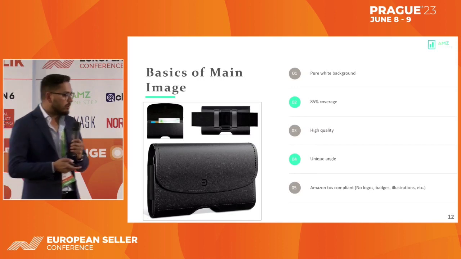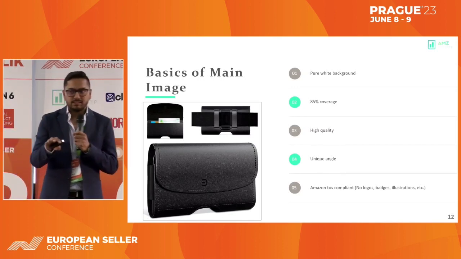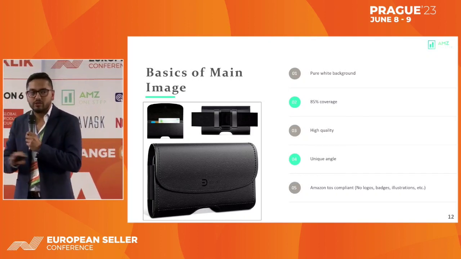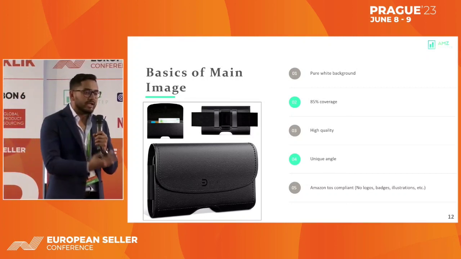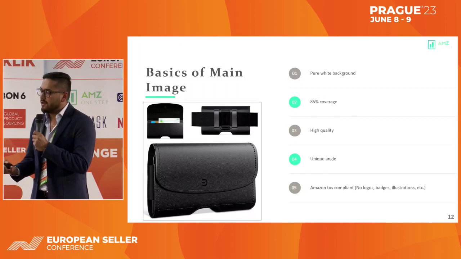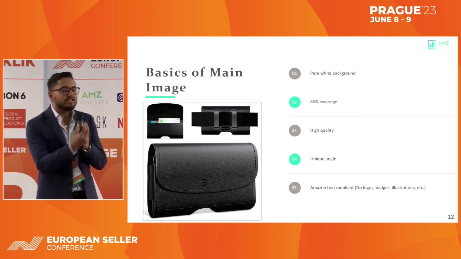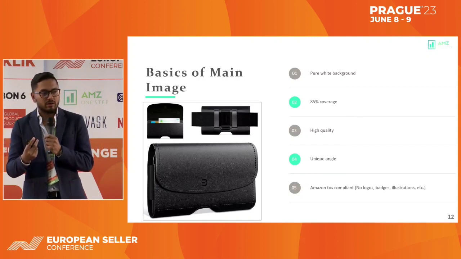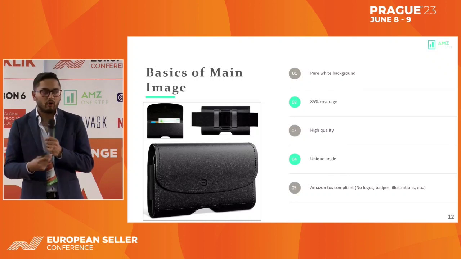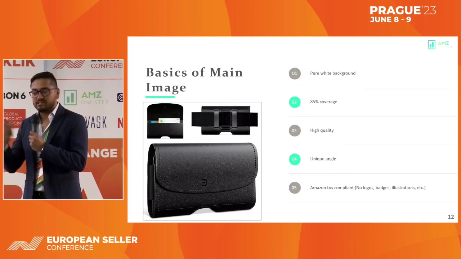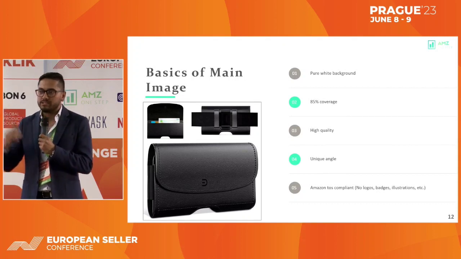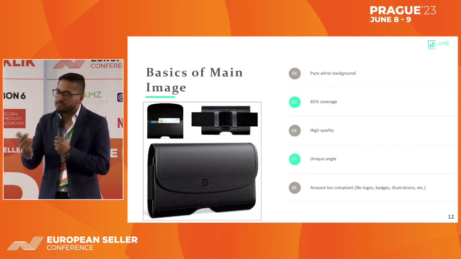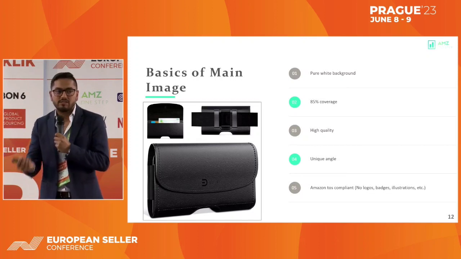So let's talk about the basics first. You already know that your main image has to be Amazon compliant: no logos, no badges, no text, no graphics. It has to cover 85% and have a unique angle, which is basic. You are already doing that. But the struggle is, how do you increase your click-through rate? How do you make your main image stand out when Amazon is so strict on main images? All you can do is a product on a white background and still stand out. How do you do that? Top sellers, top agencies, freelancers, everybody struggles with that. And that's where I'm going to help you out today, giving you some strategies that you're using already or some new strategies that you're going to learn.